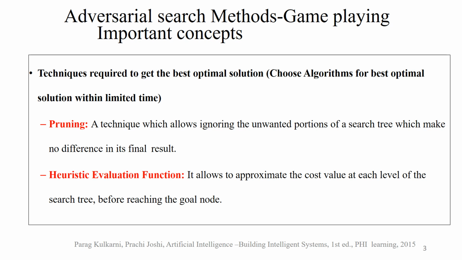The techniques which are required to get the best optimal solution: Pruning, a technique which allows ignoring the unwanted portions of a search tree. Heuristic evaluation function, which allows approximating the cost value at each level of the search tree before reaching the goal node.